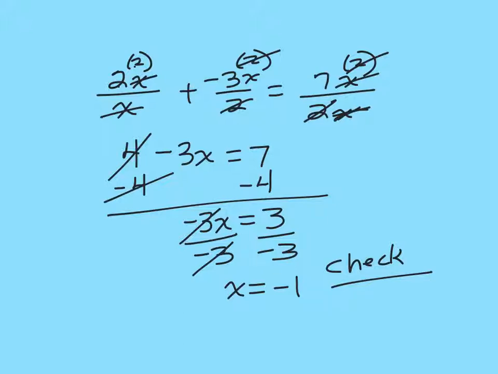Let's see if it works. Again, the only problem is if I end up with a 0 in the denominator. If I put -1 in for x in the first denominator, that'd just make the denominator -1. That's okay. The second denominator is 2. That's okay. In the third denominator, 2 times -1 is -2. That's okay. So do we get to keep it? Yes, we do. x equals -1 is the solution to the rational equation.